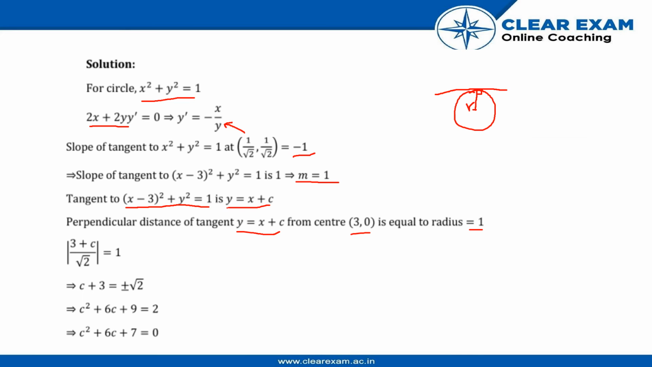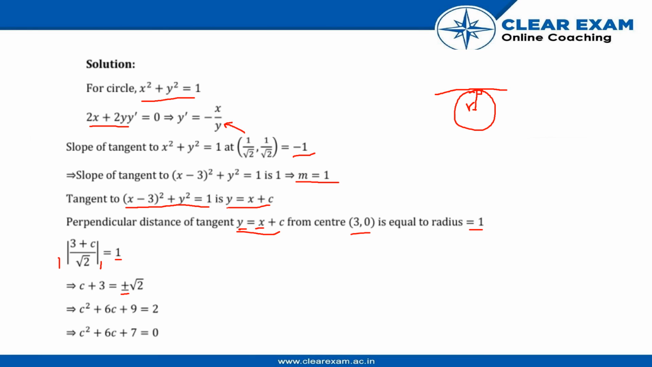The formula to find the perpendicular distance from a point (A, B) to a line ax plus by plus c is basically putting the values of A and B in that equation. We get mod of 3 plus c upon under root of a square plus b square, which are the coefficients of x and y in this equation, which are both 1, so under root 1 plus 1, which is root 2, and the mod of this whole thing equals 1. Further simplifying, the mod opens two ways, plus and minus, and we get c plus 3 equals plus minus root 2.